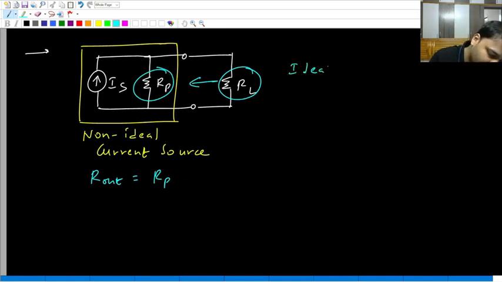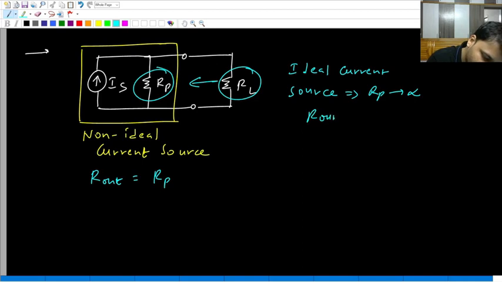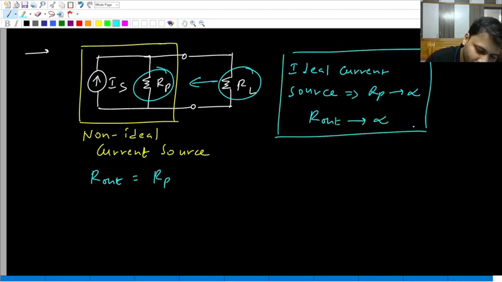If the current source is ideal, then RP will tend to what? Infinity. Then R out, which is equal to RP, also will tend to what? Infinity. Yes or no? If this yellow color box becomes an ideal current source for which RP should tend to infinity, even the output resistance will tend to infinity. Okay.